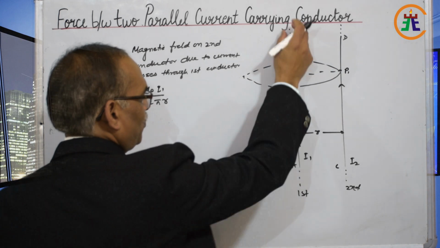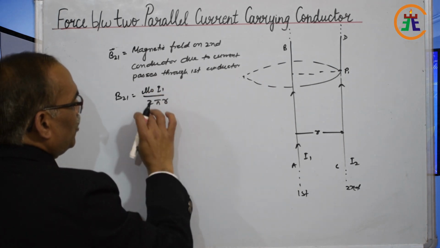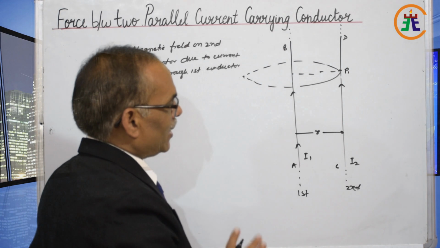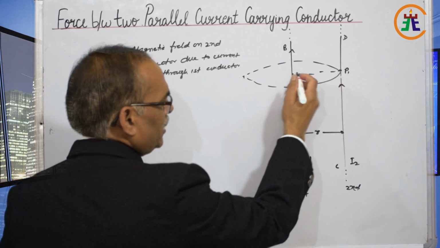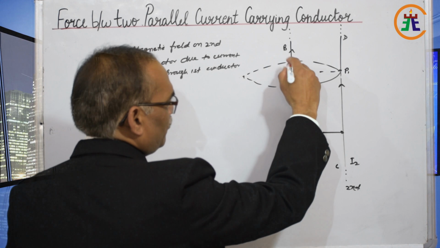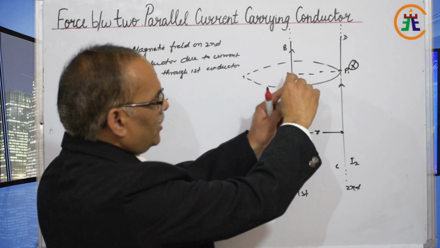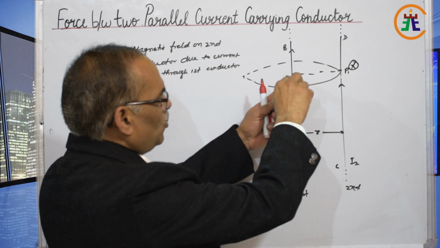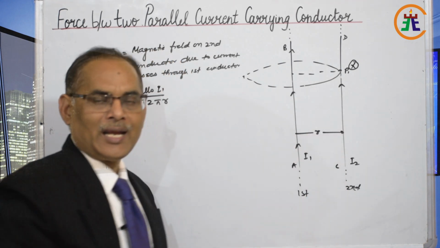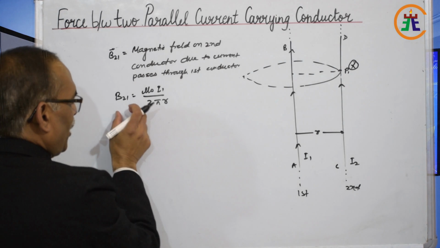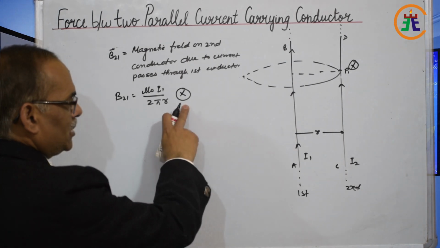अब यहाँ से देखिए, current I1 pass कर रहा है तो r distance पर, according to Ampere's circuital law, B21 is equal to mu naught I1 upon 2 pi r. The direction of the magnetic field will be perpendicular if the current passes in the upward direction. Putting the screw at this point and rotating from I to r, it will go perpendicular to the paper and in the inward direction. यहाँ से देखिए, एक screw को ऐसे रखेंगे और इसको rotate कराएंगे, that is going in the inward direction, it is rotating clockwise, so the magnetic field will be perpendicular to the paper and in the inward direction. That is represented by the cross.